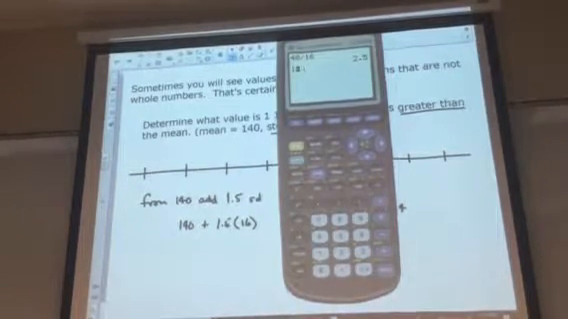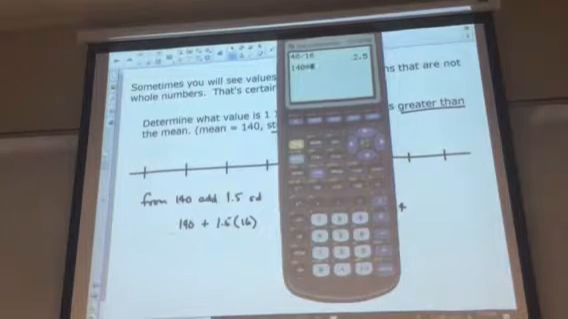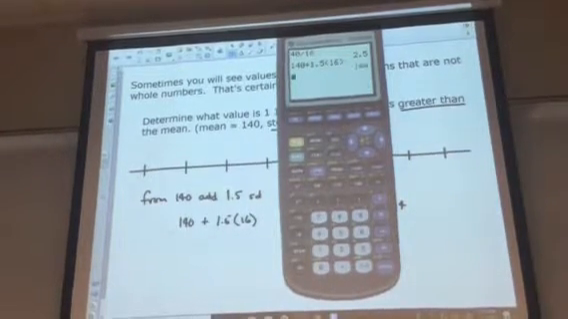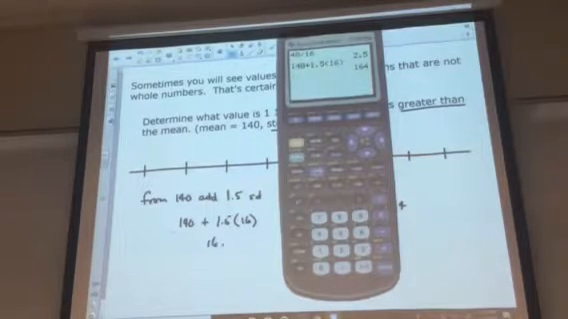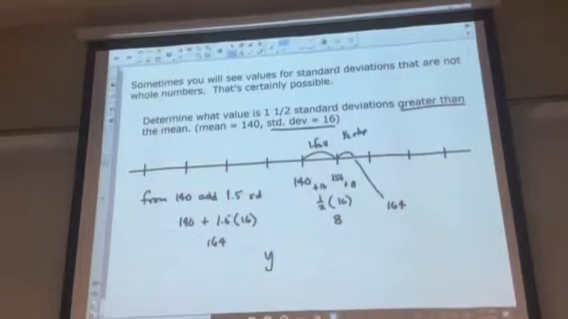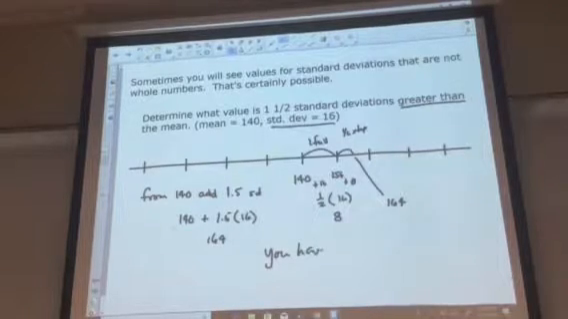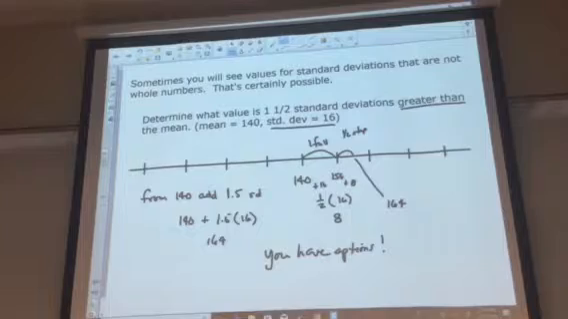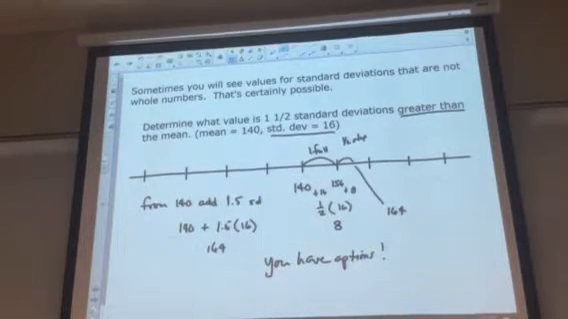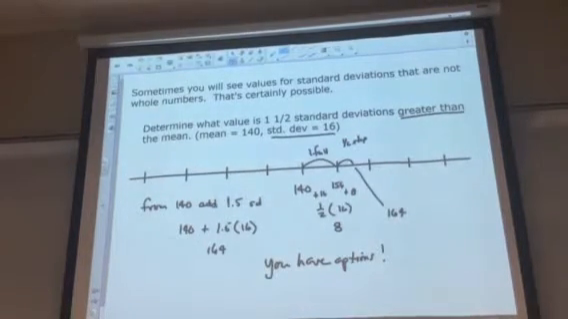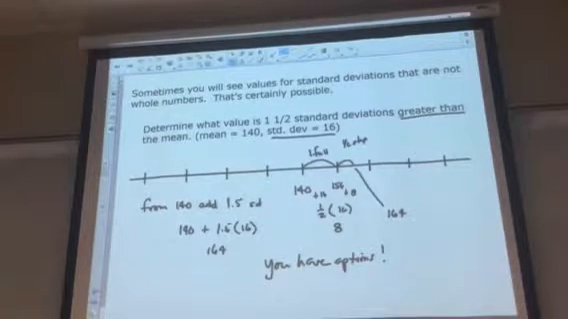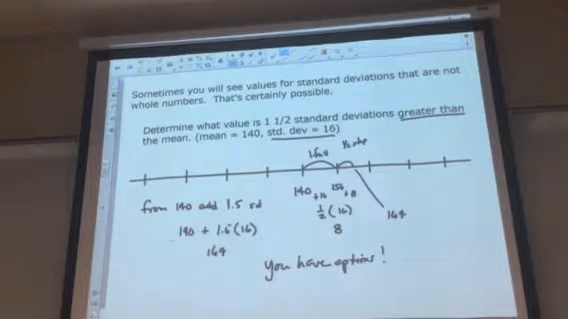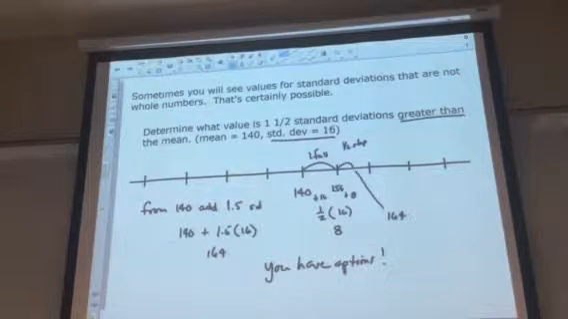140 plus 1.5 times that value of 16, still the same thing, 164. You have options. For the first time, you have options about the way you want to approach things. And it's up to you to decide what's going to be best for you. But there's really no reason that you would miss any of these questions.